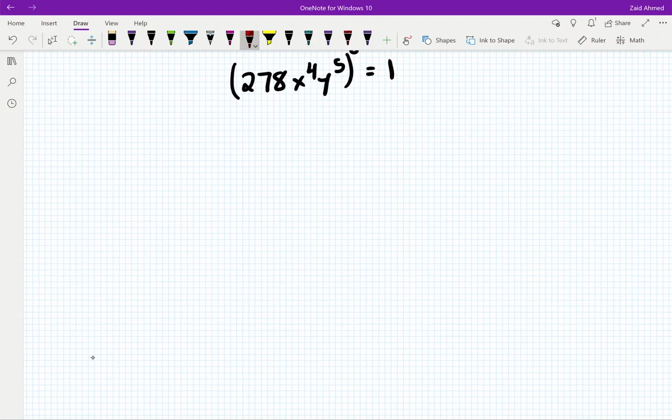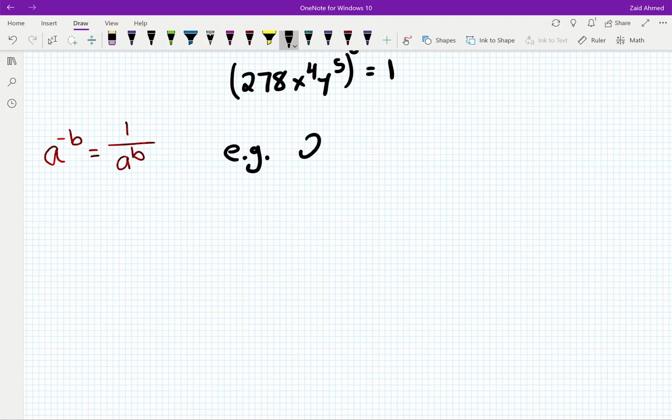The next thing that you need to know is when we have a negative exponent, we cannot leave a negative exponent, so we would need to change it to positive. So it would look like 1 over a to the power of b. So when you have a question like that, it could be something like 2 to the power of negative 3, which is 1 over 2 to the power of 3, which results in 1 over 8.